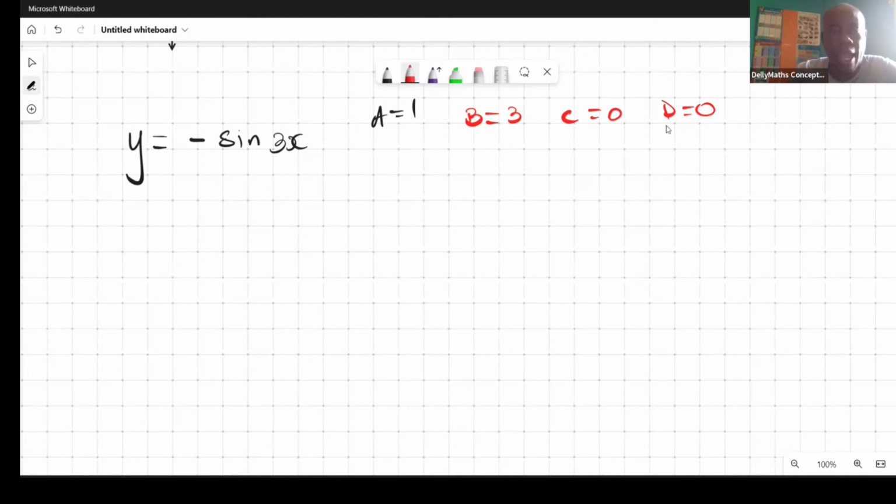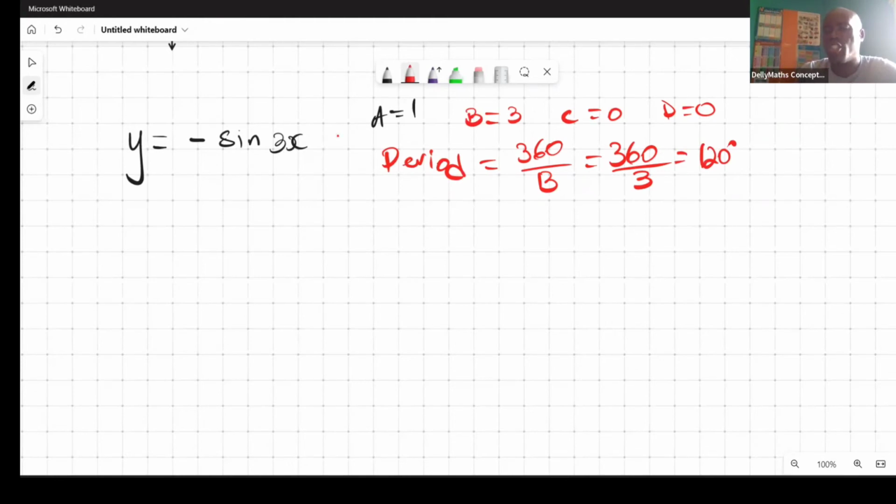So let's drop our graph. Or let us work out our period quickly. My period, when I'm going to have one complete cycle, is going to be 360 all the time over the B value. In this case, 360 divided by 3, and that is going to give us 120 degrees. I'll have a complete cycle in 120 degrees. The 4 important spots, the 4 critical degrees for this are as follows. 120 divided by 4, and we'll definitely get 30 degrees.